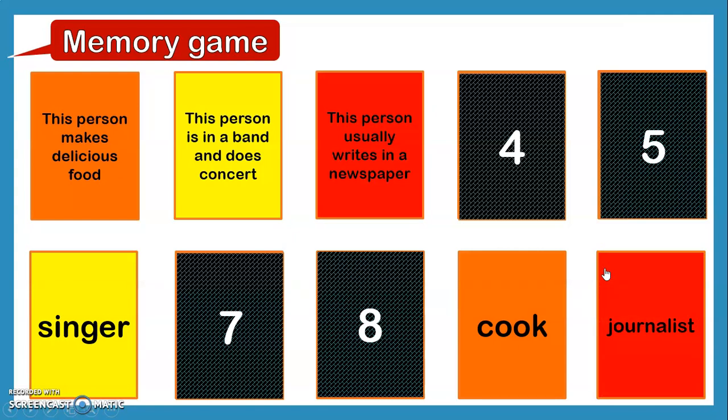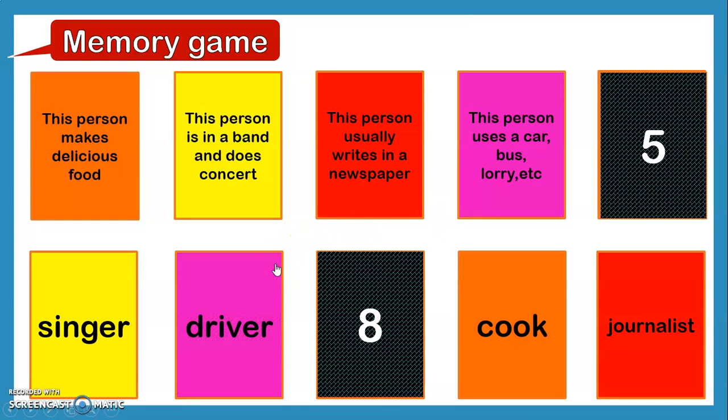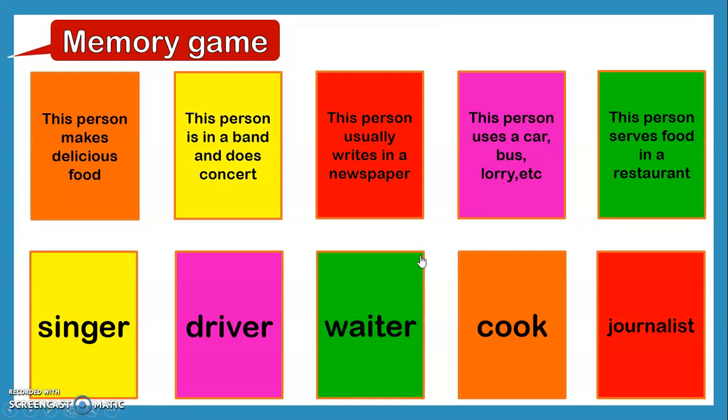All right. And yes, four. This person uses a car, bus, lorry, and etc. Right? So who is it? Okay, you say number seven. Great, a driver, no? And finally we have five. This person serves food in a restaurant. Who is it? Yeah, great, the waiter, no? That's great. So this is a nice game to play, no? Okay, let's continue to the next part now.